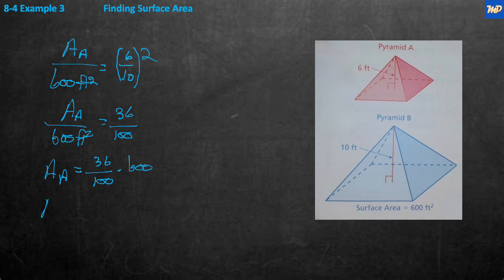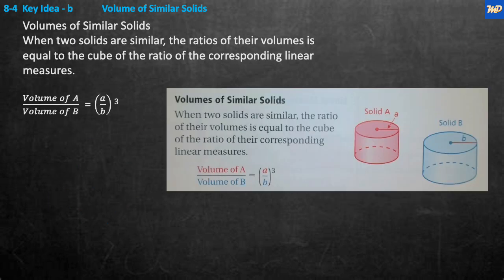So the area of A is equal to 216. And it's an area, right? So it's square feet. So the surface area of B is 600 feet squared. The area of A, the smaller one, is 216 feet squared.